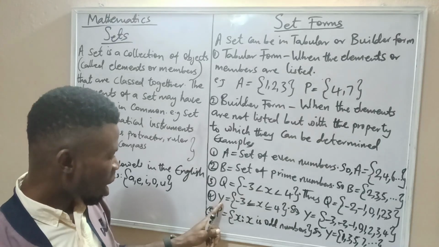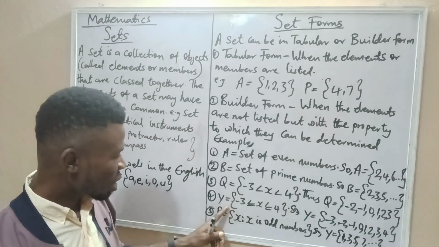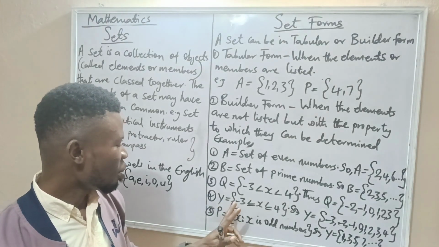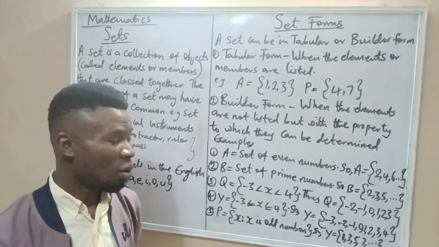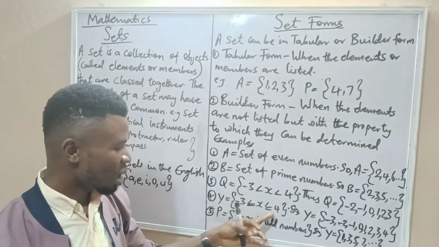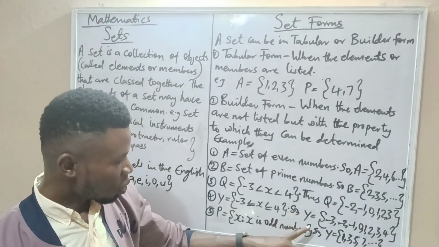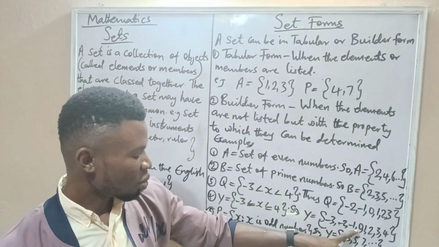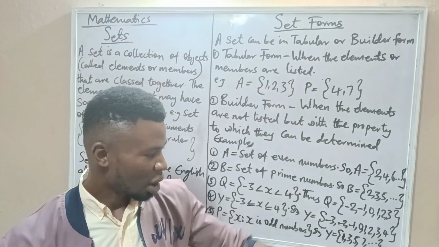Or it can be y, like y equal to the set of numbers from -3 to 4. This time around, -3 and 4 are included. So y equal to -3, -2, -1, 0, 1, 2, 3, and 4.